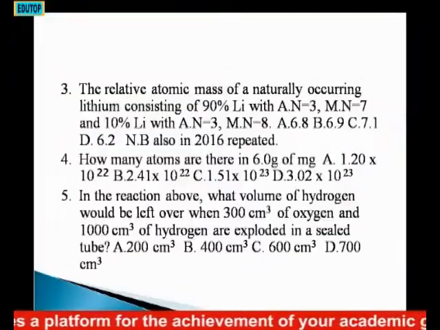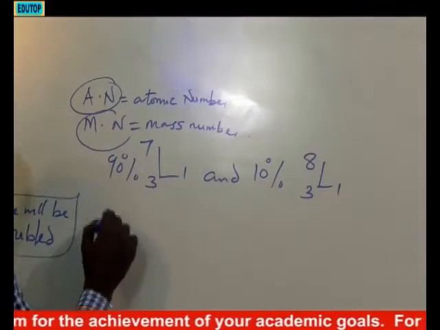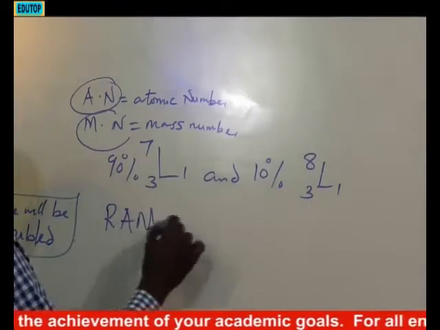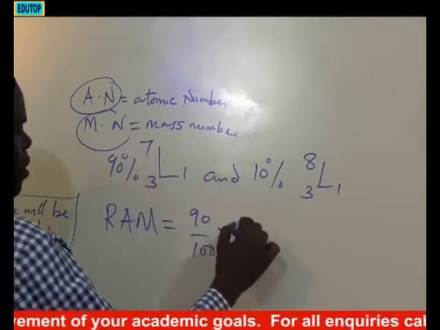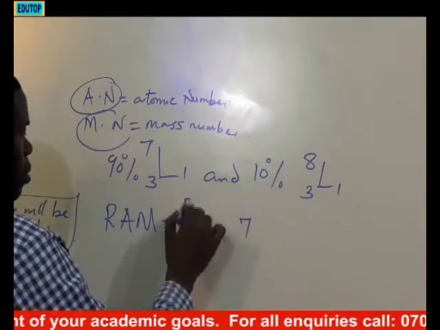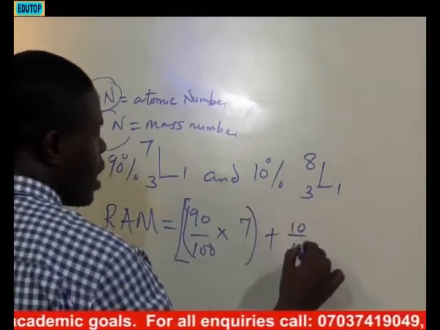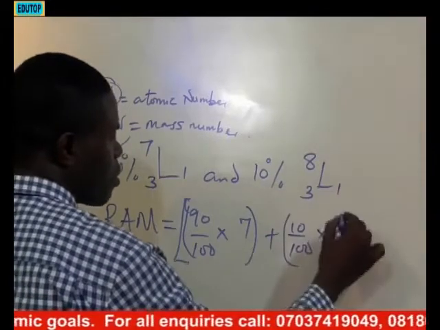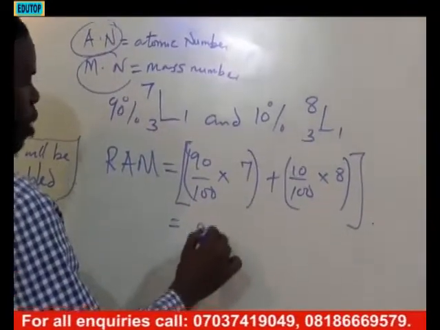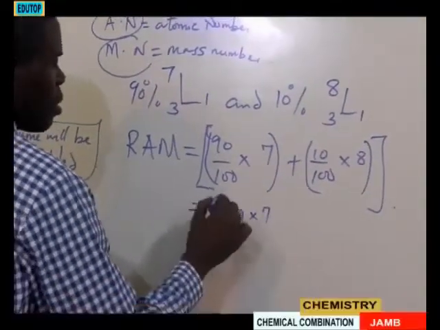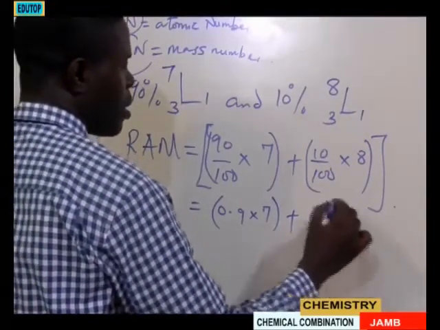So the question asks us to calculate the relative atomic mass. If you want to calculate the relative atomic mass, the one they call RAM, it is going to be 90 over 100 times the mass number 7. You can put this in a bracket, plus 10 over 100 times the mass number 8. So this will be 0.9 times 7 plus 0.1 times 8.